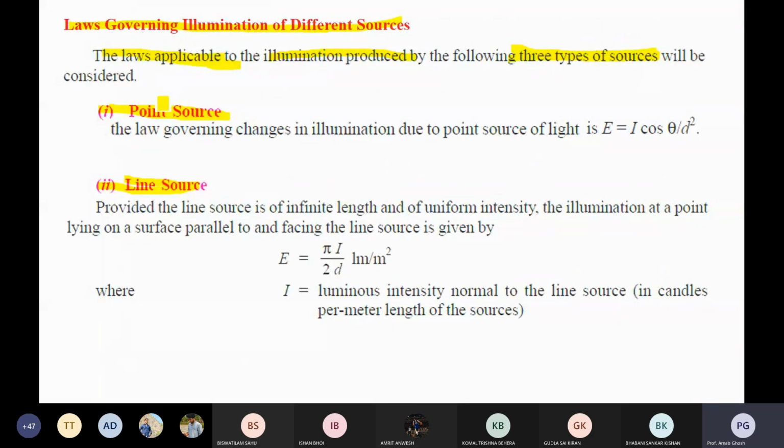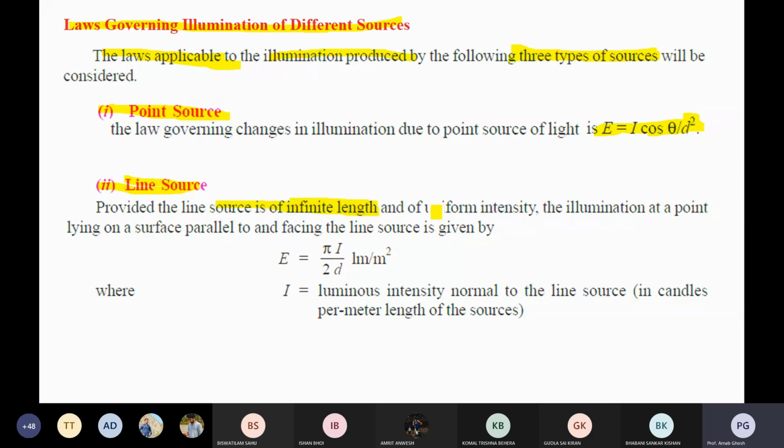Here d is your distance, meaning radius. Sometimes I discussed this in math class also. It is the height from the point source to the surface where it is reflected. In the case of a line source, the illumination formula will change. The line source should have infinite length and uniform intensity, like a line integral, area integral and then volume integral. So for a line source, you have to consider infinite length and uniform intensity.